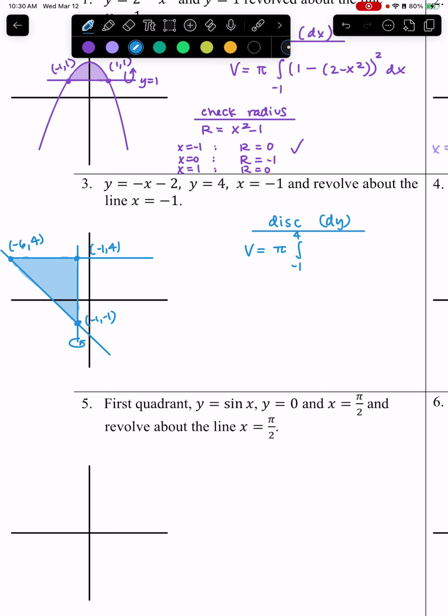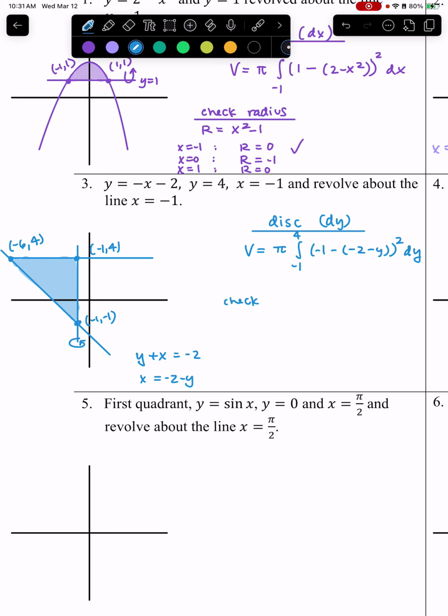All right, then our radius, we're going to start with the axis we're rotating about, which is negative 1, and we're going to subtract the function, which needs to be in terms of y. So x, if we add the x to the other side, y plus x equals negative 2, so x equals negative 2 minus y. Negative 2 minus y, boom, that's our radius, square it, dy.